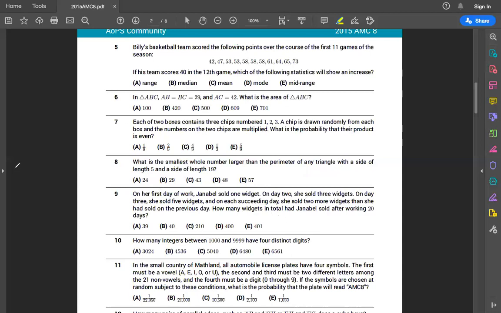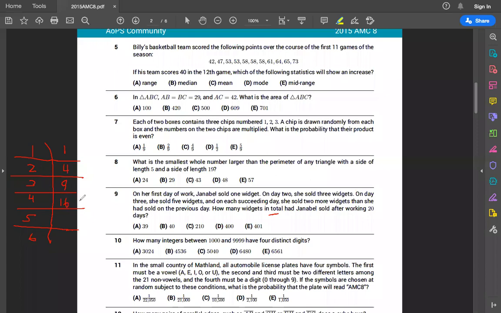So we could start by making a table to look for a pattern. If it's not immediately obvious what to do, pattern is where you want to look. So we'll put the number of days on the left, and since we want to know how many total widgets she sells, that's probably a good thing to list. So after 1 day she sells 1, and after 2 days she sells 1 plus 3, which is 4, and on day 3 she sells 5 more, so for a total of 9, and then adding 7 we get 16.